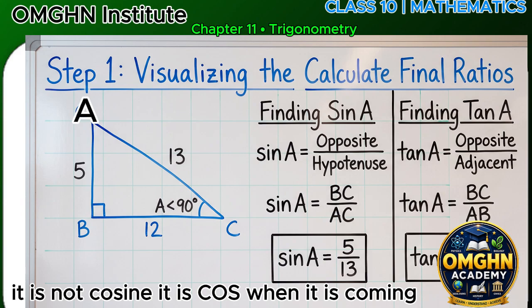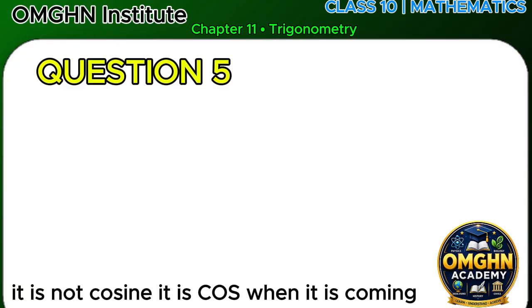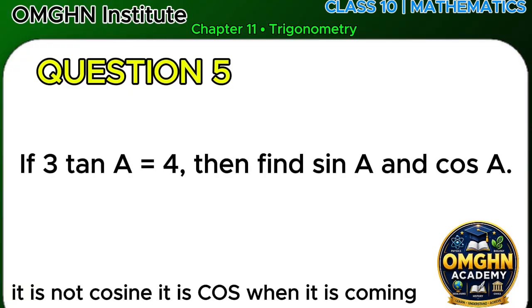So students, the final answer is sin A equals 5 by 13. Tangent A equals 5 by 12. Remember this very useful triangle, 5, 12, 13. It can help you solve many trigonometry questions quickly.